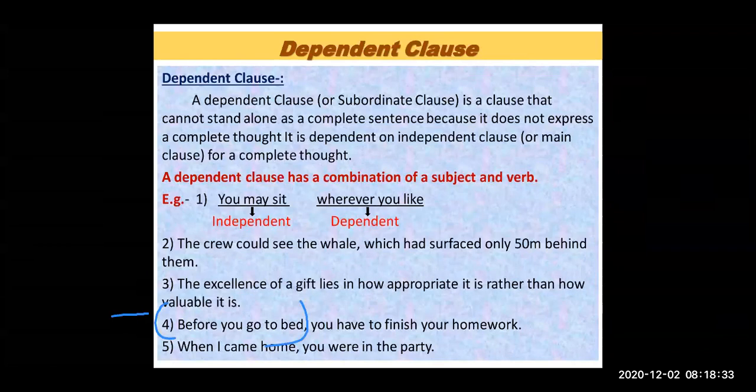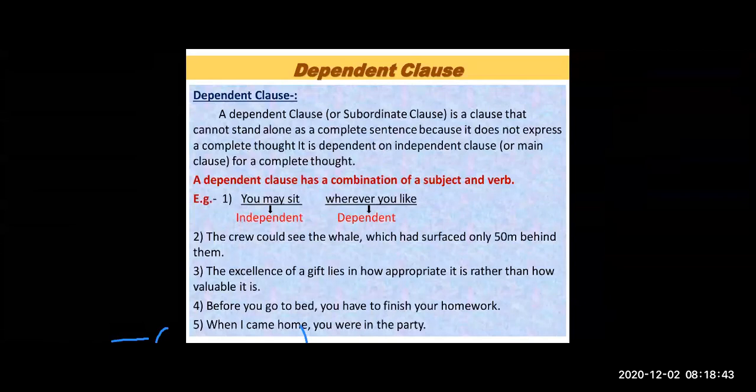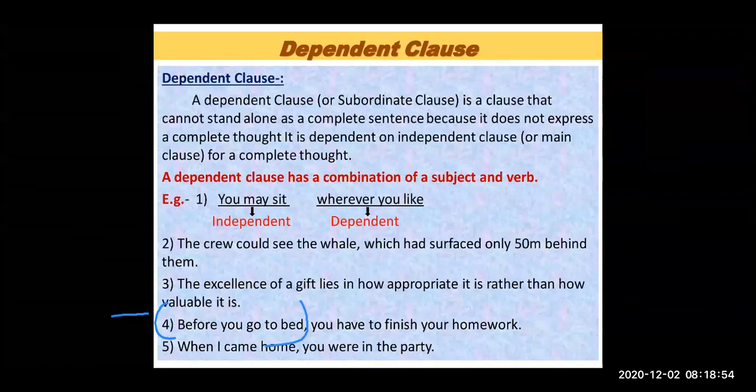When we add the main clause, that you have to finish your homework, then the sentence becomes a complete sentence with a complete meaning. So you have to finish your homework is your independent clause, and before you go to bed is your dependent clause. Okay, now see the next sentence.